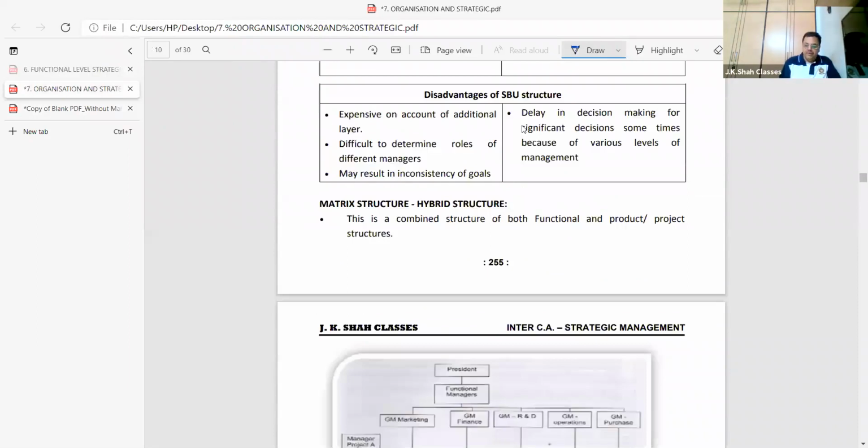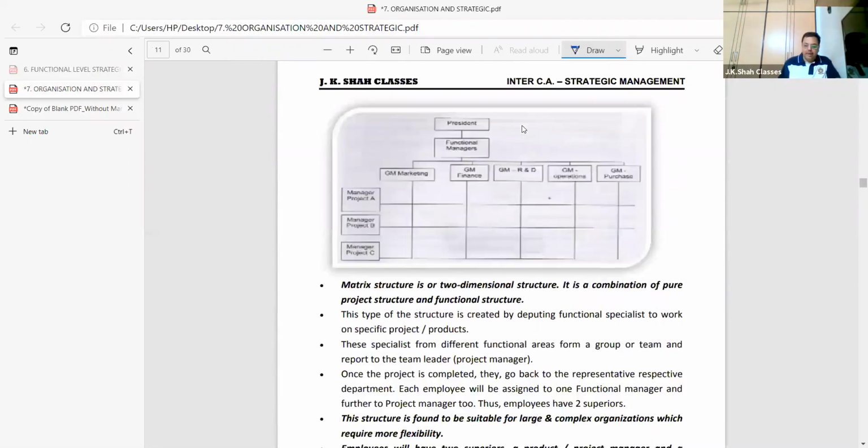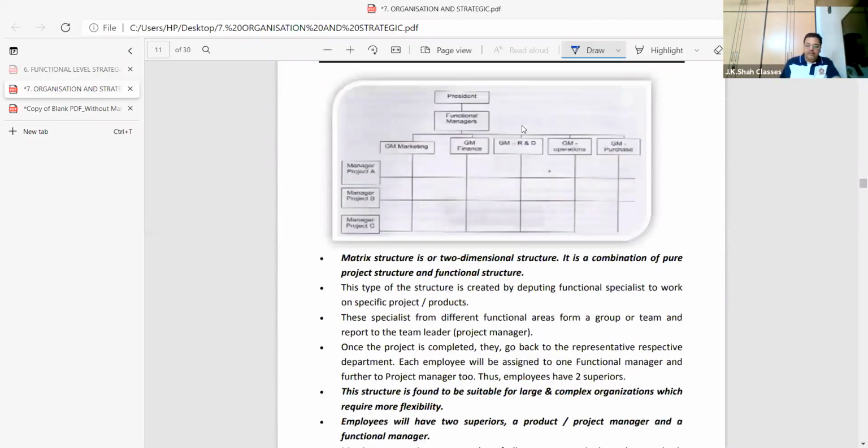See, matrix structure, hybrid, it's given over here. Something, if you want, we'll read. Pay attention, beta. Matrix structure is a 2-dimensional structure. You can look at the notes. It's a 2-dimensional structure. It's a combination of pure project structure and functional structure.